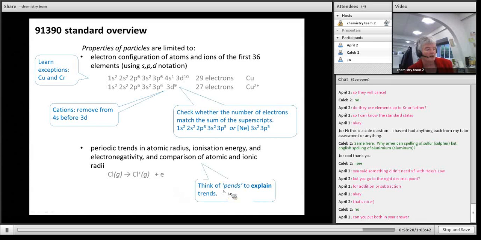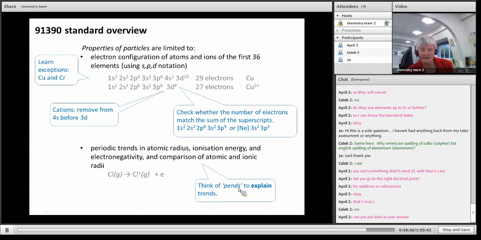So remember what I said about PENS to explain trends? P, protons: always discuss the number of protons in the nucleus. E: always discuss the electrons, the energy levels, how many energy levels, which energy levels, and effective nuclear charge. N, the nuclear charge: if you're going to use the words nuclear charge and effective nuclear charge, you have to explain it is based on the number of protons, and then the shielding, which we'll get to now.